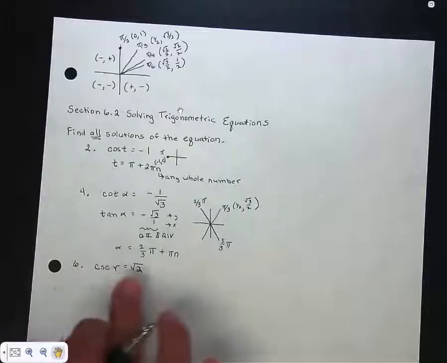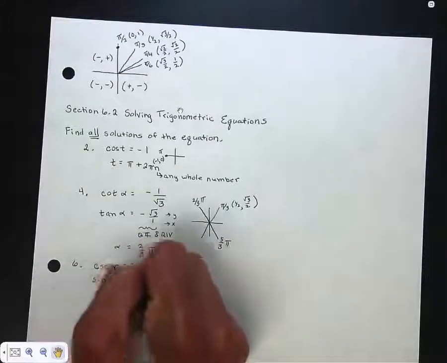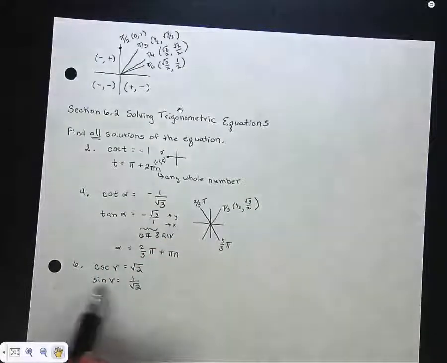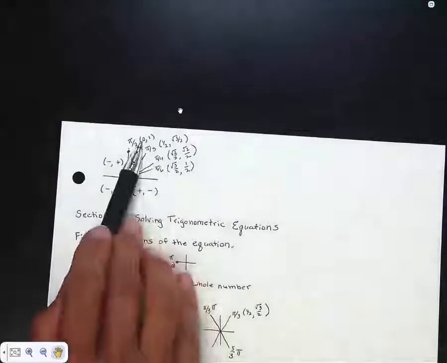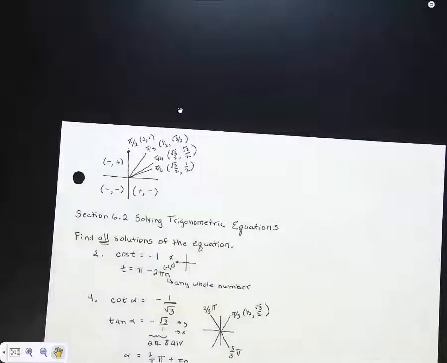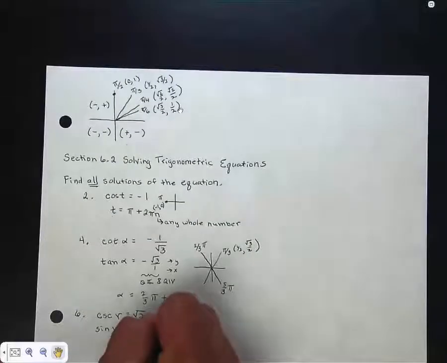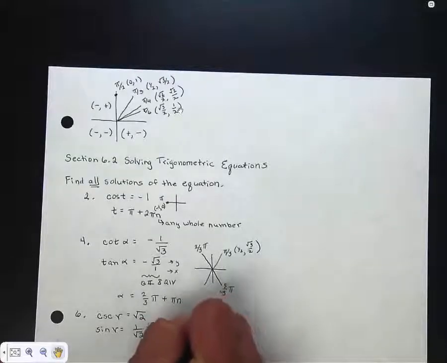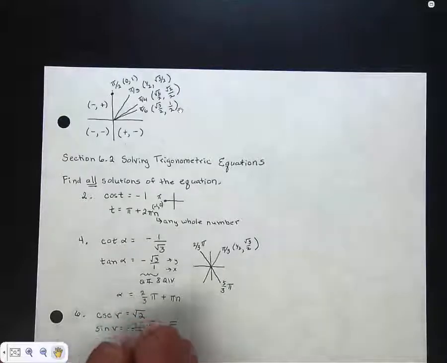If cosecant is square root of 2, then sine of gamma is the reciprocal of that, 1 over square root of 2. Sine is my y-coordinate, and if I think about my unit circle over here, I don't have any of those y-coordinates being 1 over square root of 2, but I know that if I rationalize that, I get square root of 2 over 2. So now we're just solving the equation sine of gamma is square root of 2 over 2.